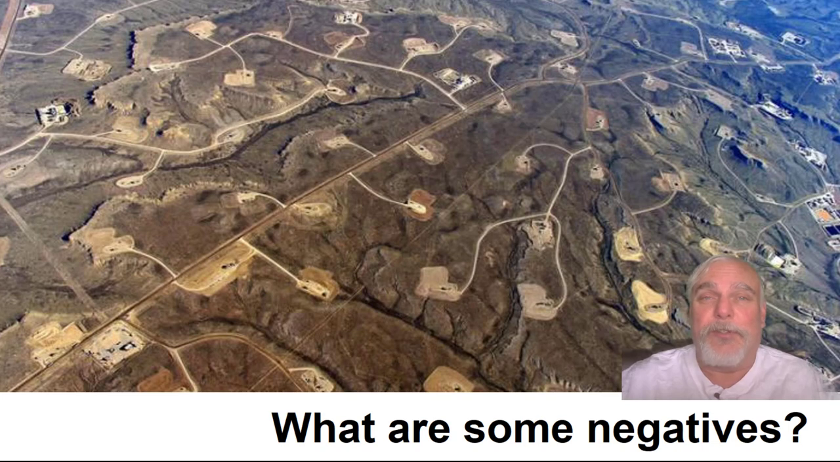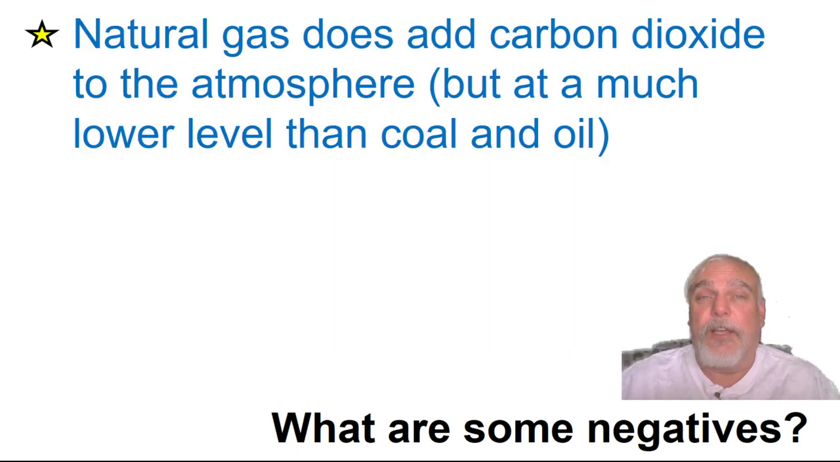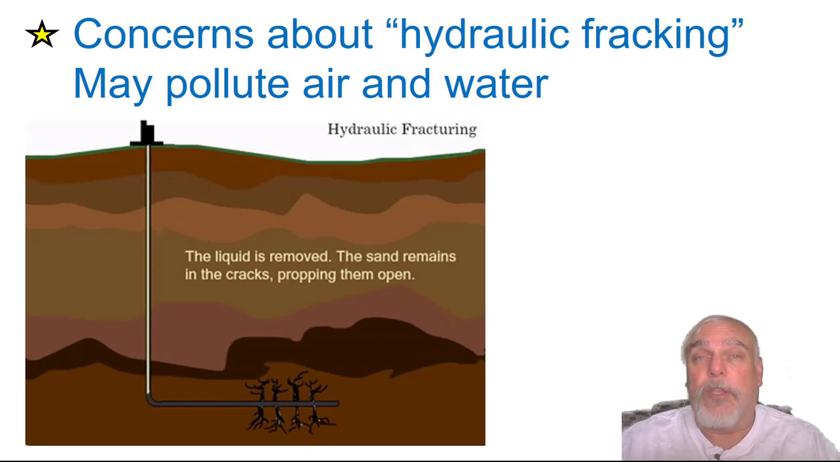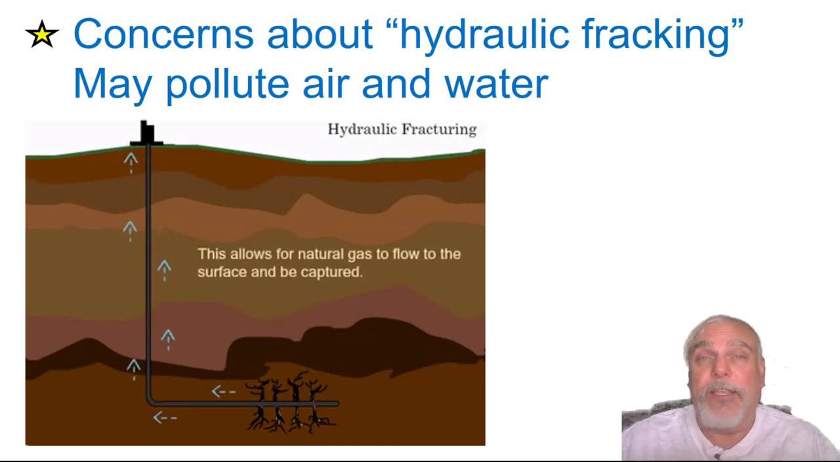As you know, there's always bad that comes with the good. One of the negative results of natural gas is that even though it is clean burning, there is some air pollution that's given off. Natural gas does add carbon dioxide to the atmosphere, but again, it's at a much lower level than oil and especially coal. There are some concerns about hydraulic fracking. They think that hydraulic fracking may pollute the air, it may pollute the water, especially underground water. There are even some people who think that it may lead to earthquakes.